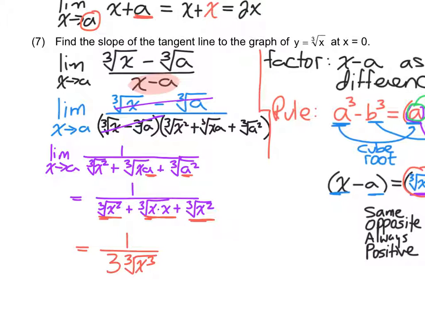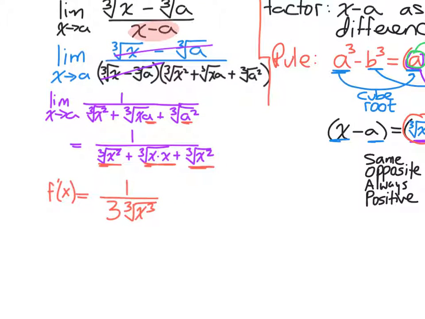And so that is going to be my f prime of x. That's my derivative. It's x cubed, isn't it x squared? It is x squared. Thank you. We're being obnoxious? No.